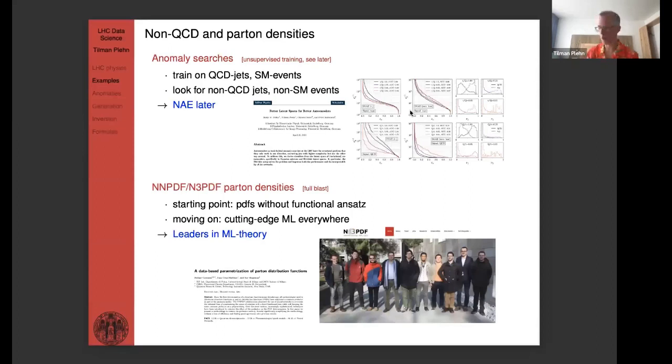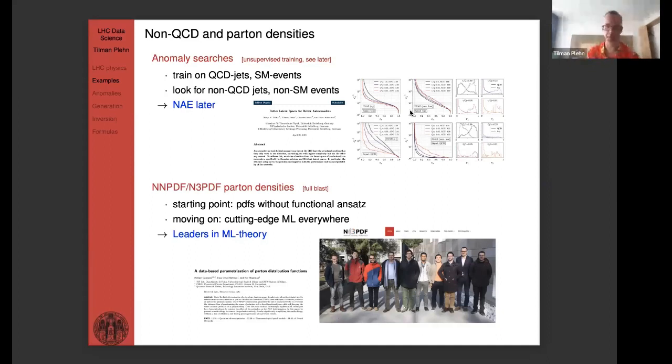You cannot ever talk about machine learning at the LHC without at least mentioning NNPDF, the neural network parton density. Whenever somebody says we would never actually use neural networks for LHC physics, you ask them, do you know what NNPDF stands for? It's been around so long that the original version was coded in Fortran, just to give you an idea. It has been around forever.